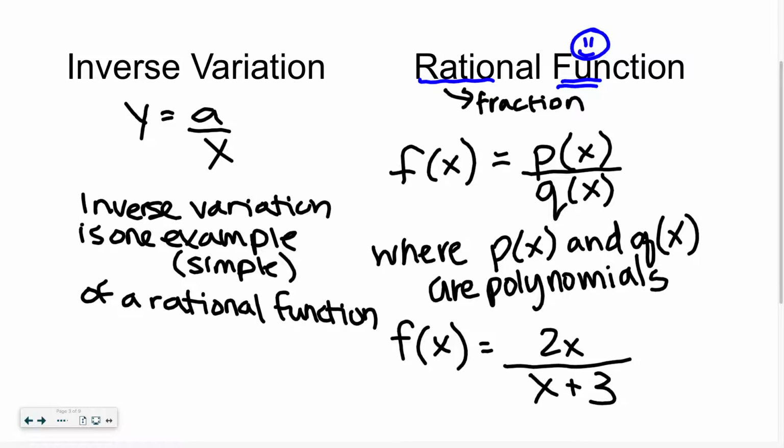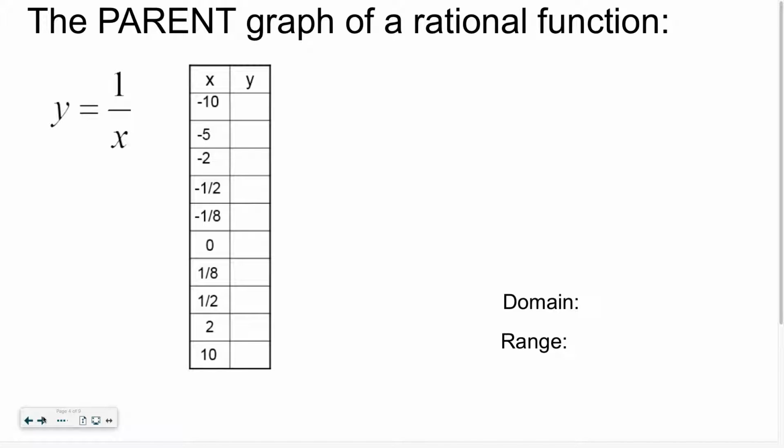All right, let's move on to the graphing part. You can name this as the parent graph for rational functions, meaning other rational functions that you will graph, and I should clarify, simple rational functions, will share a similar shape to this parent graph. I took my y equals a over x and made a very simple 1. So we're going to graph y equals 1 over x.